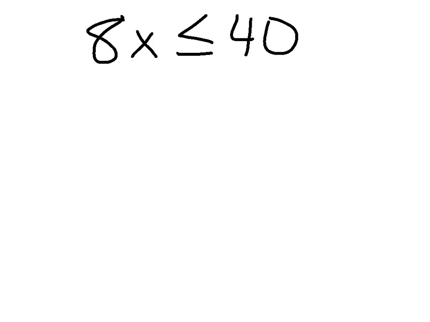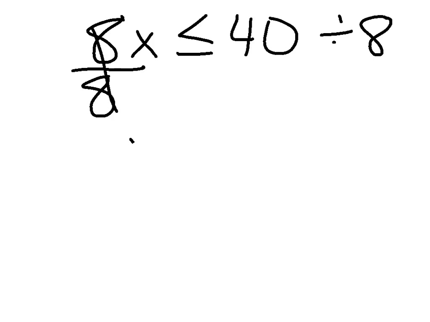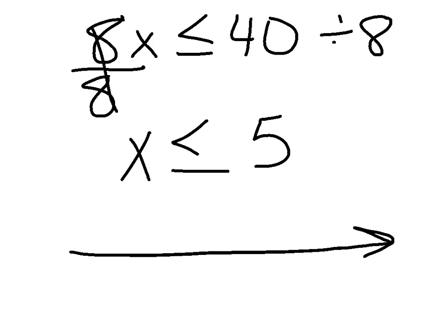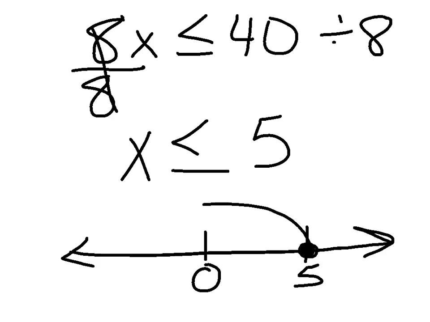8x is less than or equal to 40. We want to get x by itself. To do that, since x is being multiplied by 8, we divide both sides by 8. We're left with x on the left side, and 40 divided by 8 is 5. So x is less than or equal to 5. We can graph it on a number line by filling in a dark circle on the 5 since it could be equal to it, and drawing an arrow to the left for everything less than 5.